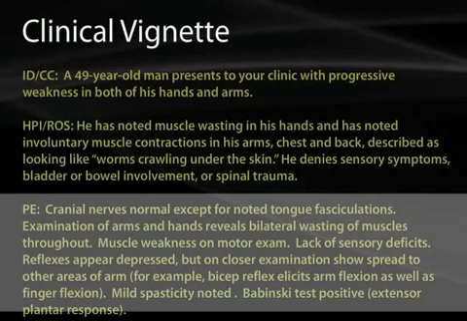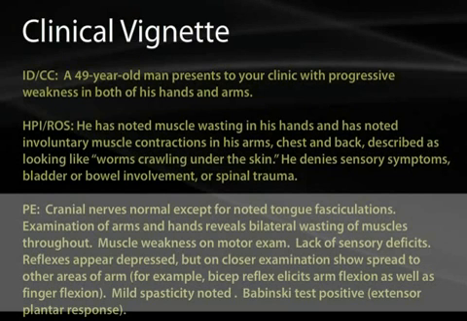Arms and hand examination reveals bilateral wasting of the muscles throughout, and he has muscle weakness on the motor examination. He has no sensory deficits. His reflexes look depressed, but when you look at them closely, they are spreading to other areas of the arm when you tap on a tendon reflex.